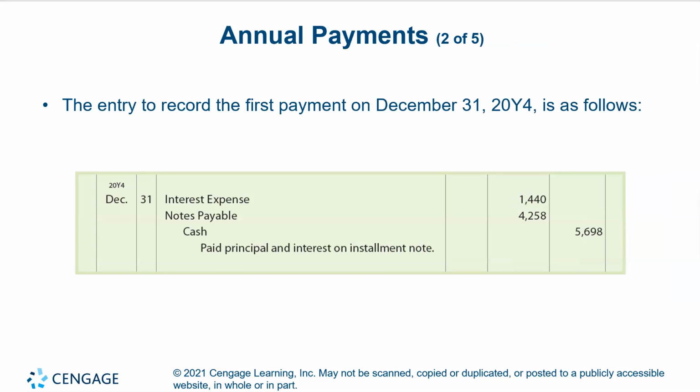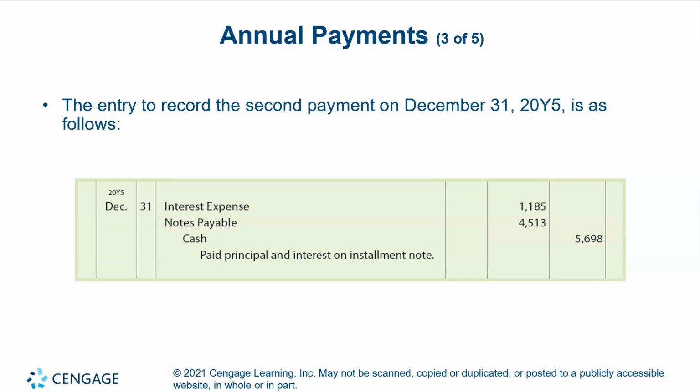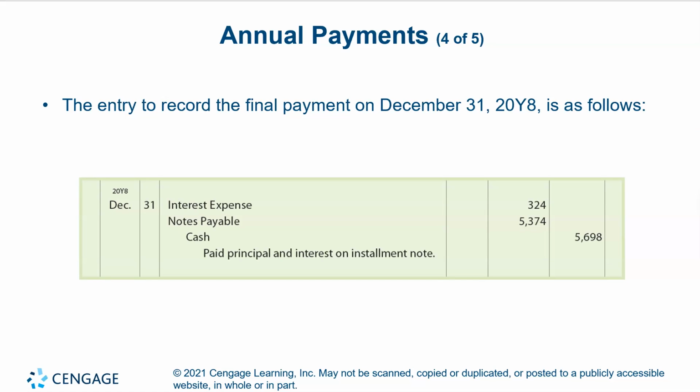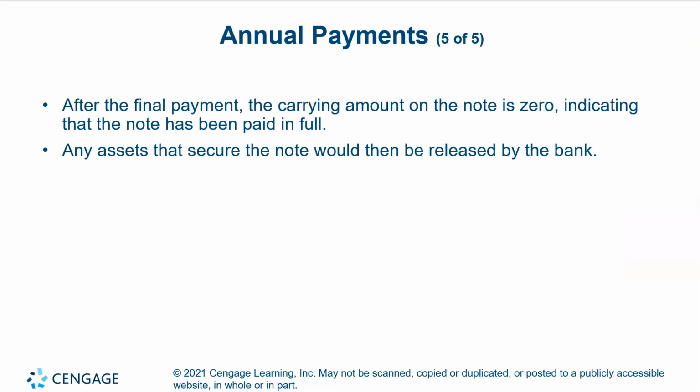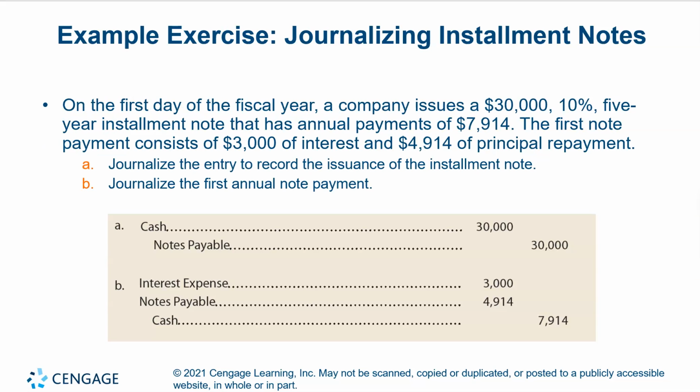All right, so then you just make your journal entry straight from that table that you just saw. So your interest expense would come from that interest expense. Your notes payable is how much you're reducing your note payable by, and then your cash never changes. That's your cash payment. And you can take a look at each of these and compare it back to that table to see how this works. And at the very end, you will owe 0. All right, so take a minute, work this example exercise, pause it, and then check your work.